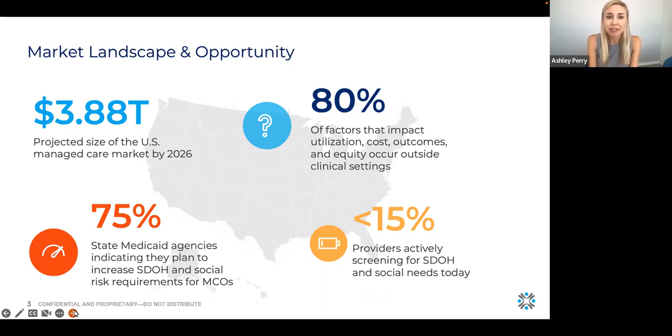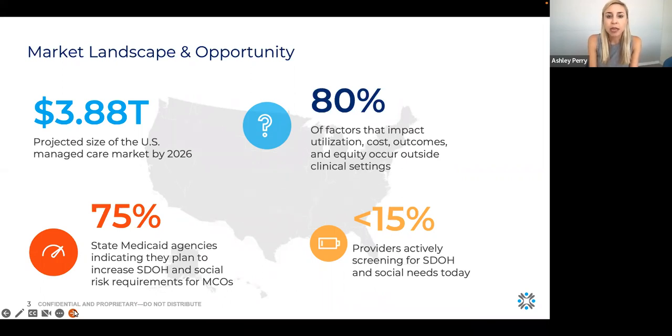Third piece, and you're all choosing to join us today, so I think you're aware of this, but we continue to see, and there's clear evidence that up to 80% of the factors that influence healthcare utilization, cost, and outcomes are driven by things that happen outside of the four walls of a clinic or a hospital. And so really our goal in using this analytics first approach is to be able to open the aperture for your data teams and your operational teams to those other factors that are impacting your members and be able to be more strategic and equitable in how you identify them and address them.